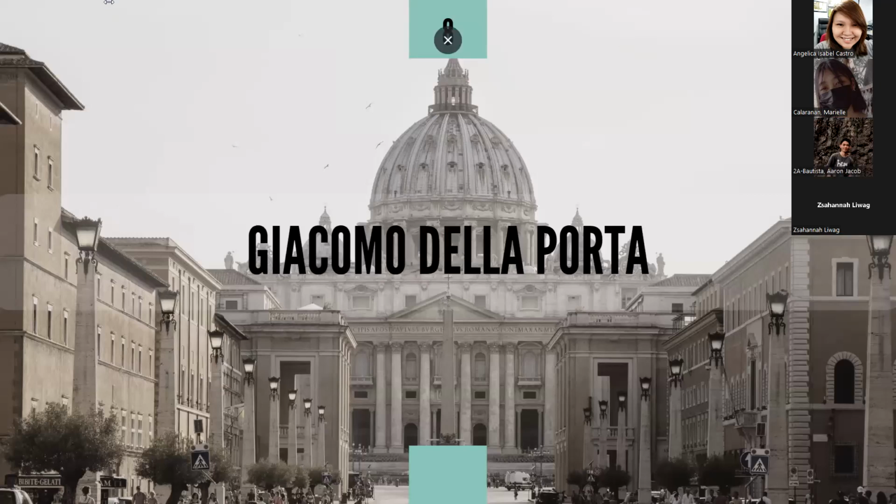Giacomo della Porta. Giacomo della Porta is an Italian architect whose work represents the development in style from late Mannerism to early Baroque. He was the chief Roman architect during the latter third of the 16th century and contributed to most of the major architectural projects undertaken in Rome during that time.